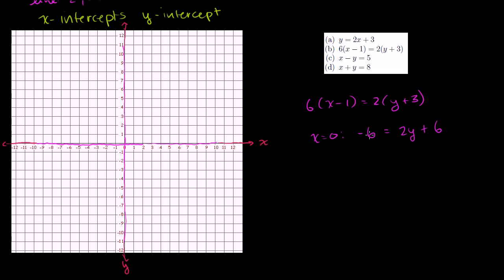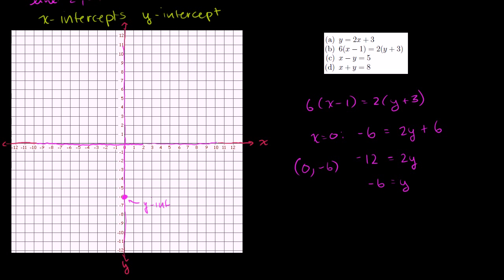And then we can subtract 6 from both sides so that you get negative 12 is equal to 2y. I subtracted 6 from both sides to essentially move this 6 onto the left-hand side. You subtract 6 here, this disappears. You subtract 6 from here, you get negative 12. Divide both sides by 2, you get negative 6 is equal to y. So our first point that we know is on the line is the point x is equal to 0, y is equal to negative 6. That is our y-intercept.